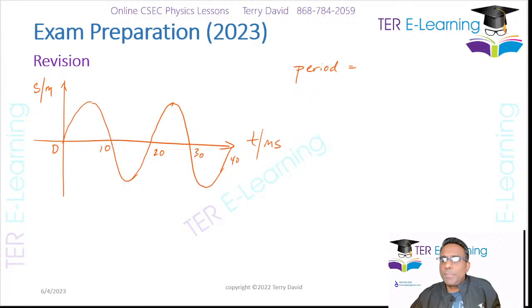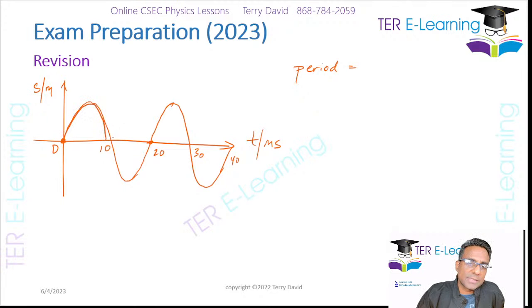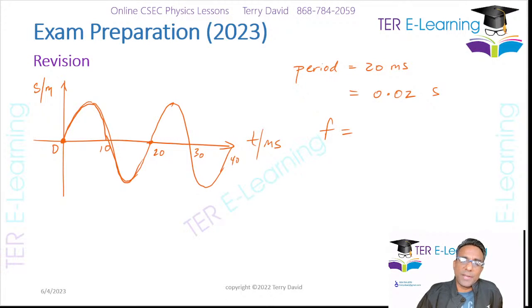All right, so a lot of people are telling me 20 milliseconds. That is absolutely correct. Your period is the distance between one cycle. One cycle is one crest and one trough. So it's 20 milliseconds. Now, if they ask you to convert that into seconds, it's going to be 0.02 seconds, because milli means I have to divide by 1,000. So, what is the frequency of this wave here?